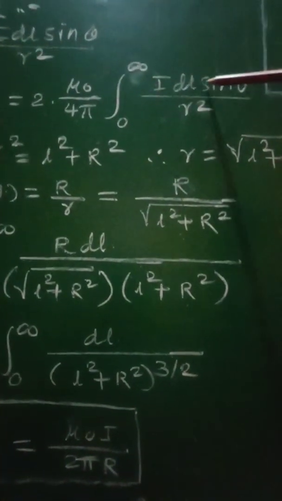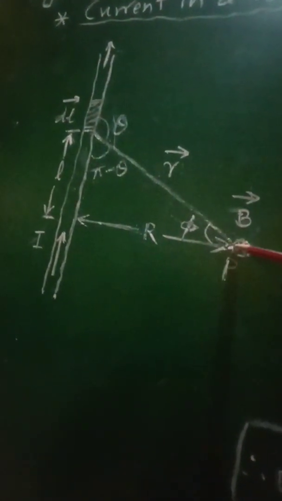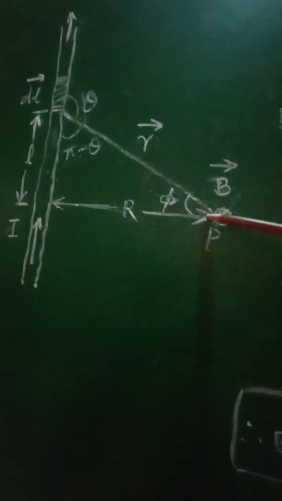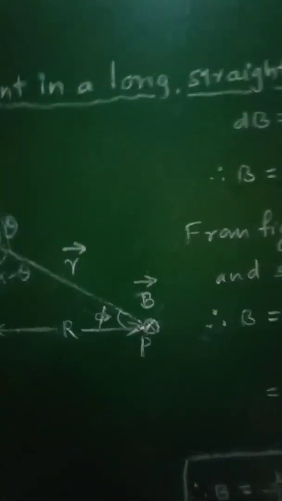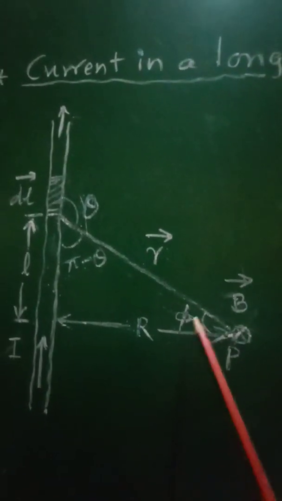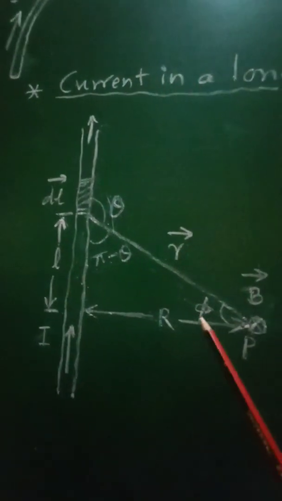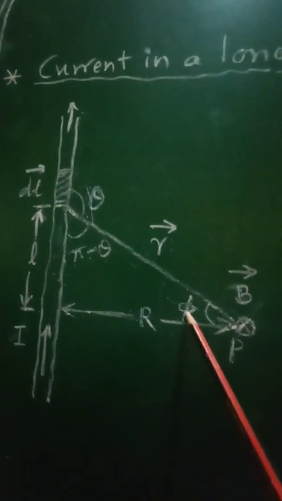Now here we can also use sine of pi minus theta, because this theta is the angle between the length of the element and the line joining that element to that point. Similarly, this pi minus theta is also the angle between the length of the element and the line joining that element to that point P. From the geometry of the figure, if this angle is phi, this angle will depend upon the length of this wire. If the length of the wire is small, this phi will be small. If the length of the wire is large, then phi will be large.